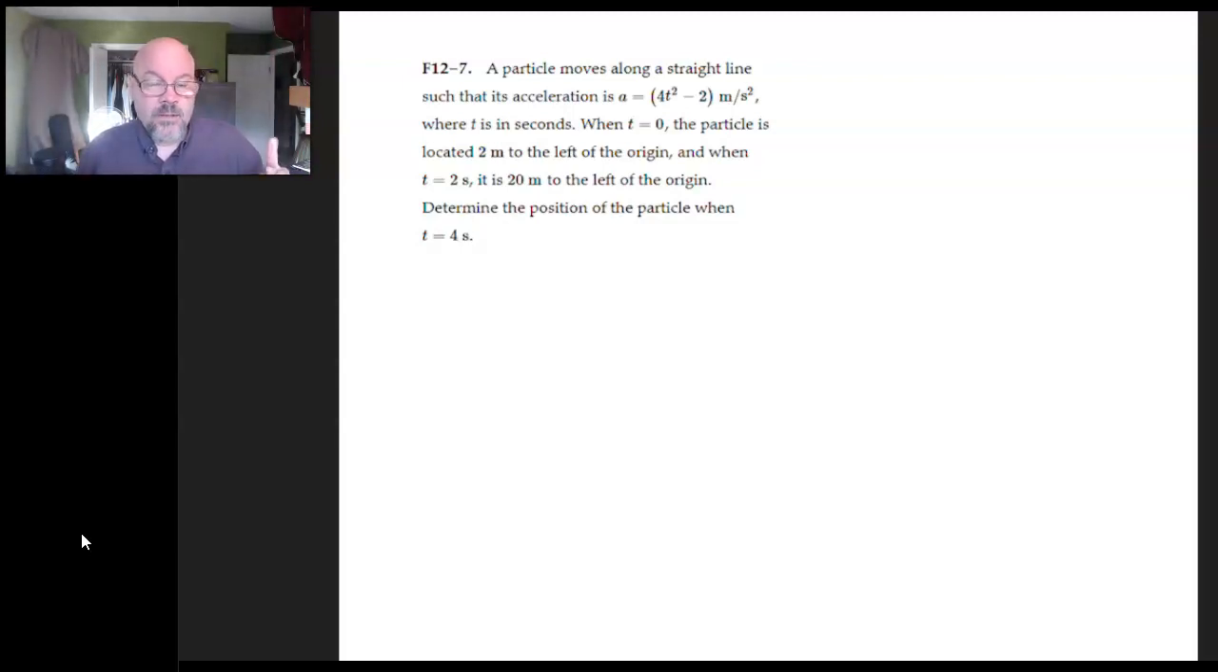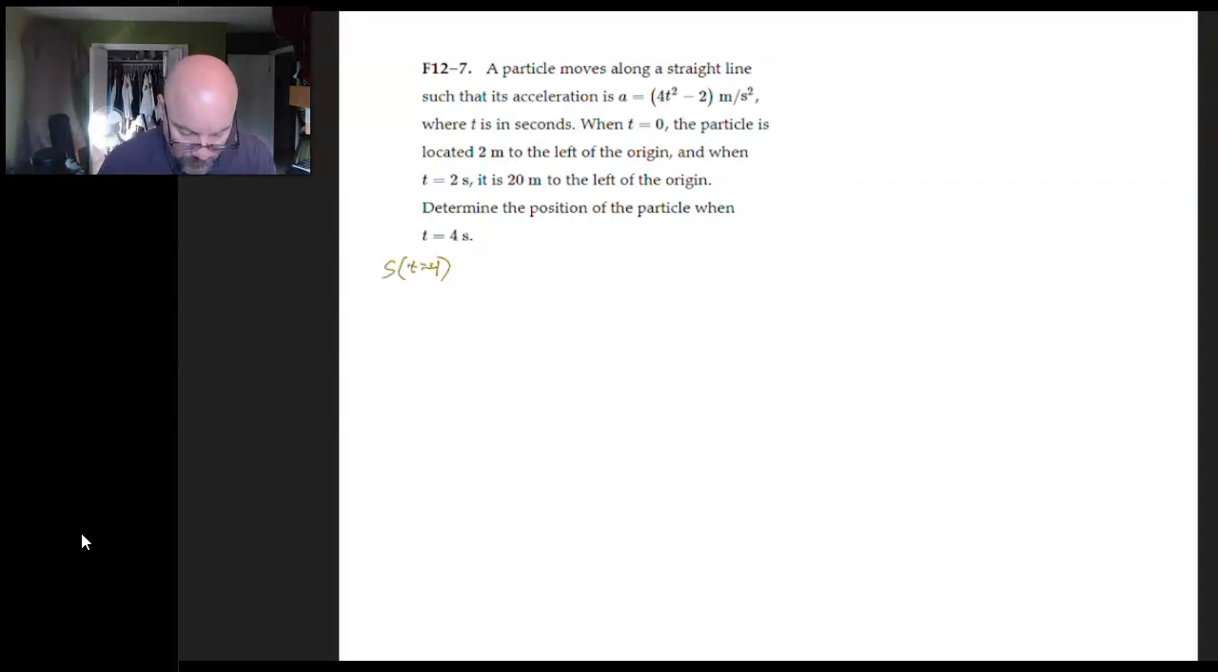At t equals 0, the particle is located 2 meters to the left. When t equals 2, it is 20 meters. Oh, so we got two sets. Okay. Determine the position of the particle when t equals 4 seconds. So our goal is to find the position of the particle, S at t equals 4.